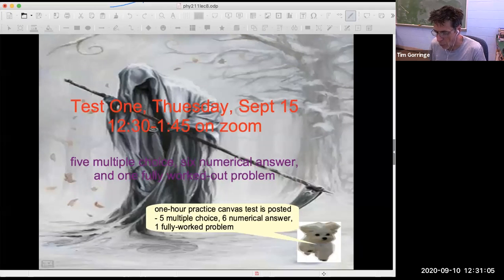And then there's one fully worked out problem where you'll write out the solution and you'll submit that fully worked out solution as a PDF or a JPEG. And that's worth 20 points. So you'll want to try that out. That'll give you an idea, as I say, about the formatting, the style, etc. of the Canvas test.